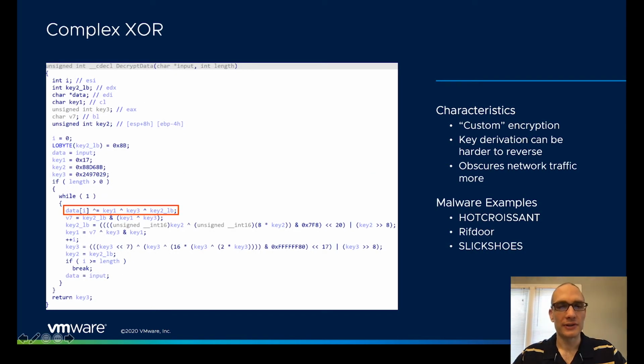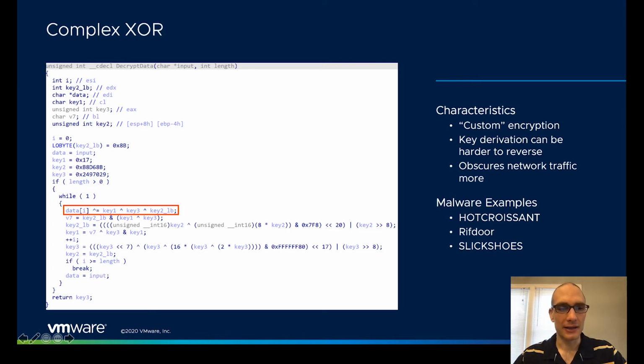Another common approach that malware authors will take is using a more complex XOR. You might call this, quote, custom encryption, but at the end of the day, it's really just taking each byte and XORing it with part of a key. In these cases, it's usually the key derivation that can be a little more complex and in turn a little harder to reverse. It will do a better job of obscuring the network traffic because you're not going to see as many bytes repeating or patterns in the encrypted output.